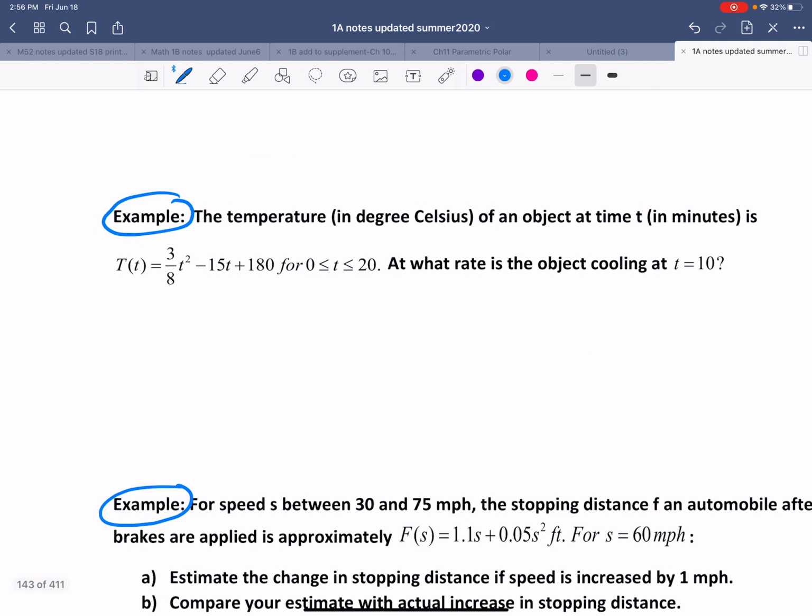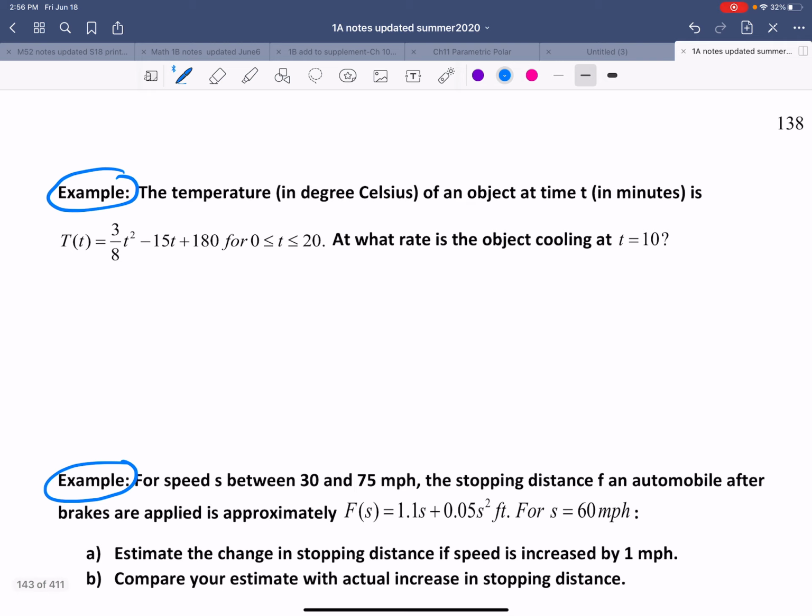Okay, next example. The temperature in degrees Celsius of an object at time t in minutes is given by this function. So we are given the units of time and the units of temperature. It's only true when t lies between 0 and 20. That lowercase t is the time. When time is past 20 minutes, this function is not true anymore, so we cannot use this function. That's what this means.